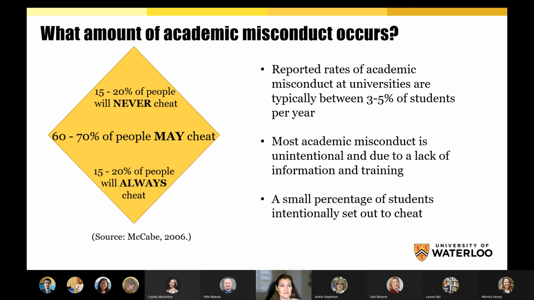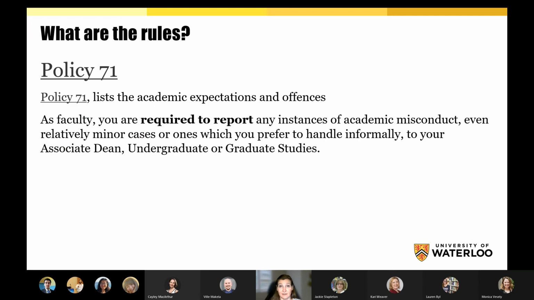typical campuses. So you know how academic misconduct is handled at the university. We have Policy 71, which is entitled the Student Discipline Policy. And in this policy, it lists the academic and non-academic offenses that students could engage in. And as a faculty member, you are required to report any instances that you see of academic misconduct, even if they're relatively minor. Your associate deans, whether it be your associate dean undergraduate or graduate, would be your contact to go to in your faculty.